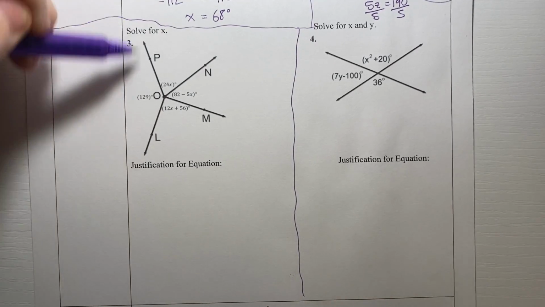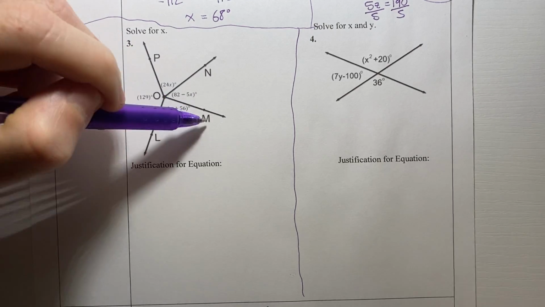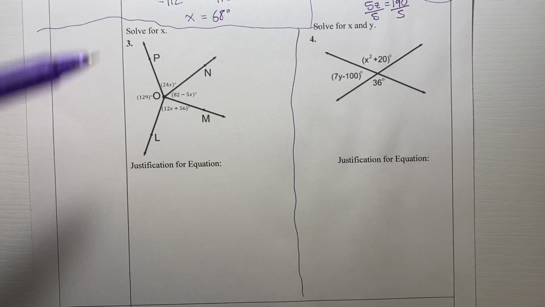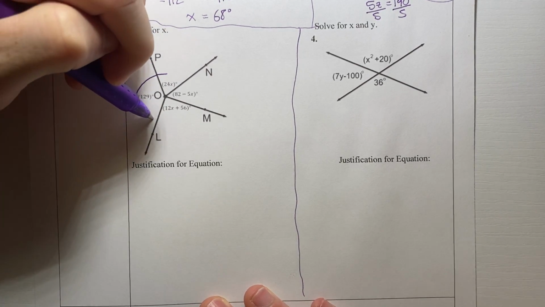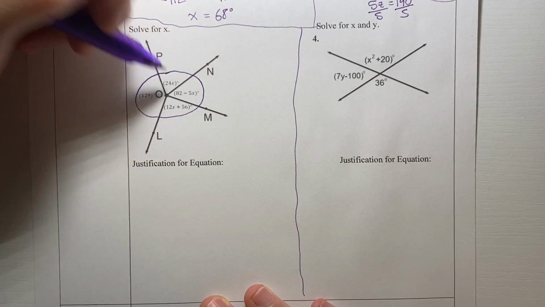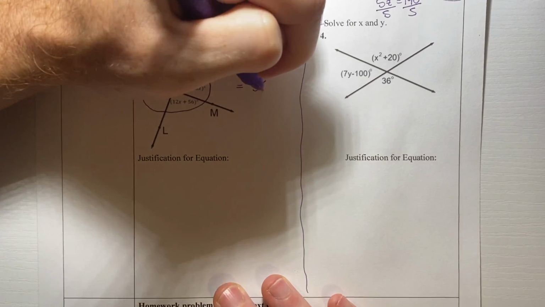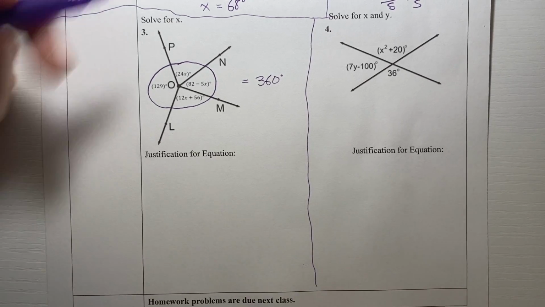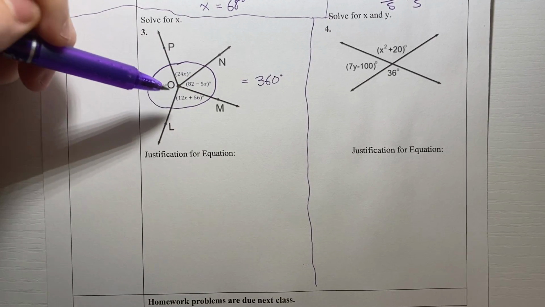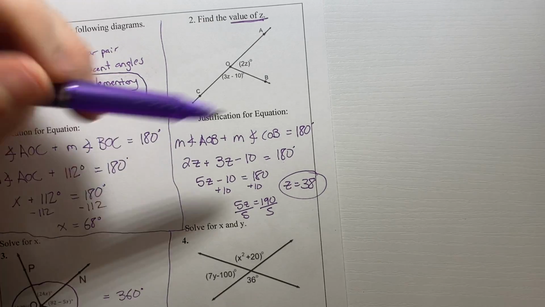Okay, so there's a bunch of different angles going in here. So for example, we have angle PON, NOM, MOL, LOP. There's a lot of different angles, but if you notice, these angles make up a circle. Not a great circle drawn, but they make up a circle, which we know is 360 degrees. All right, so my justification for this one is going to be that this angle plus this angle plus this angle plus this angle is going to equal 360 degrees. So it's very similar to my example 2 up here, except I just have more than 2 angles.